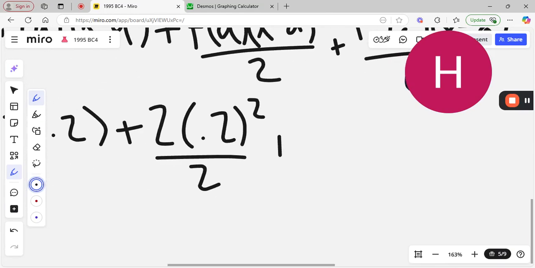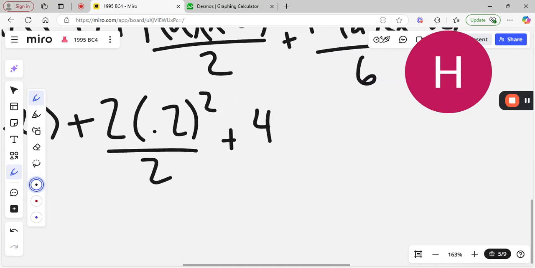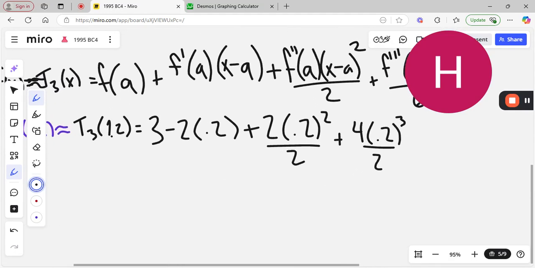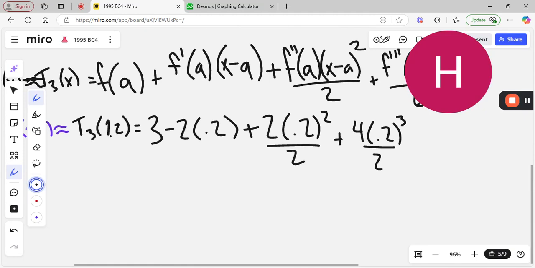Speaking of which, so then what was f triple prime? Did you catch it? Or did you forget already? It's 4. 0.2 cubed over 2. Okay, so let's just evaluate. This is pretty simple. We can cancel this and this. And similarly, we can cancel that and that.